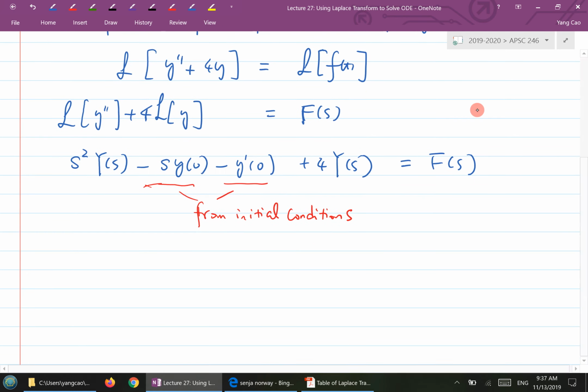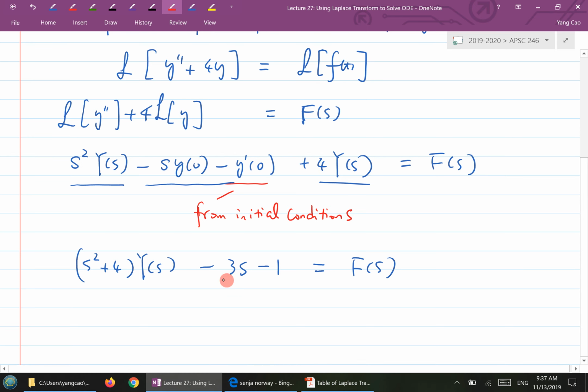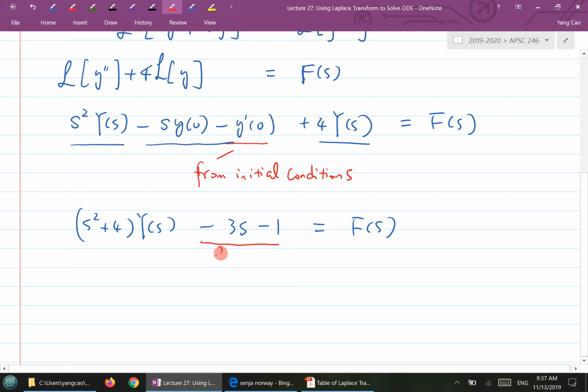So let's keep going here. Then you get combined terms. Both of these have Y of s, so we have s squared plus 4 times capital Y of s. That's these two terms. And then the other two terms added here come from the initial conditions. y of 0 is 3, so 3s. y prime of 0 is -1, so that's 1. So always remember, these two terms are from the initial conditions, IC.